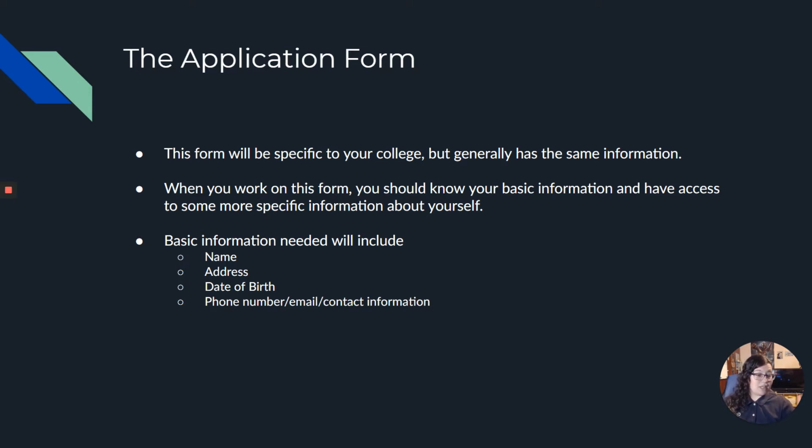Name being your full legal name, address being the current place you are residing at. So for me, it would be my home. Your date of birth, when you were born. Phone number, email, contact information. Most will ask you for an email and a phone number just so they have some way of contacting you if there's any trouble with your application, or if they just need to contact you in any sort of capacity.